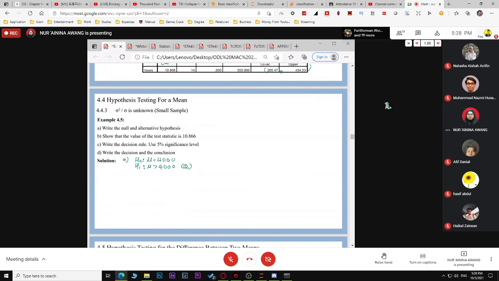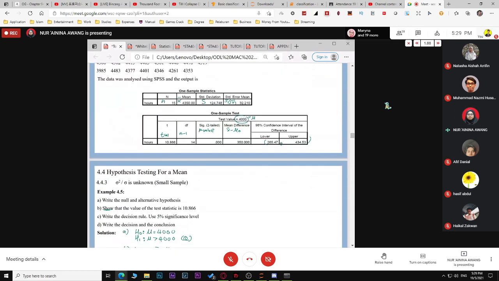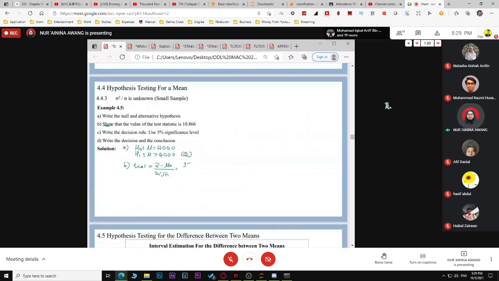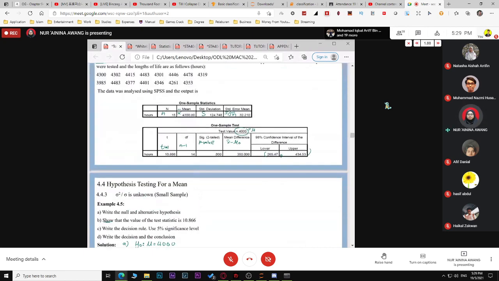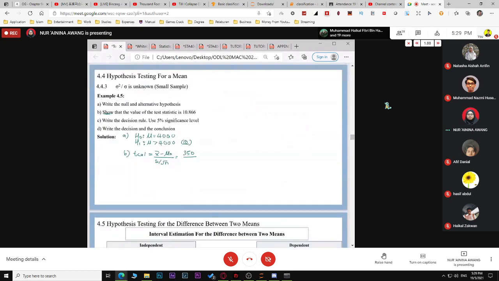Okay. So that is your hypothesis. And then for B, the question asks you to show the value of the test statistic is 10.866. So dia suruh show the T-cal is equal to this value. Okay, just substitute into the formula. Since we know that this is the value for this one, just ambil je lah 350 bahagi dengan you punya standard error mean, this value. Then dia suruh show this value, so just tulis je lah.